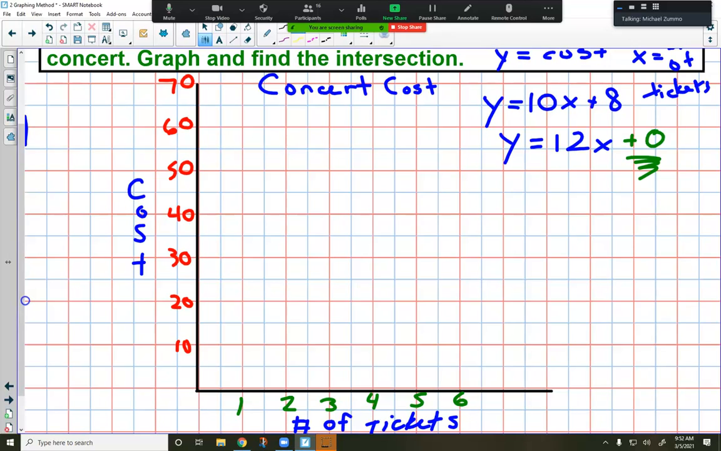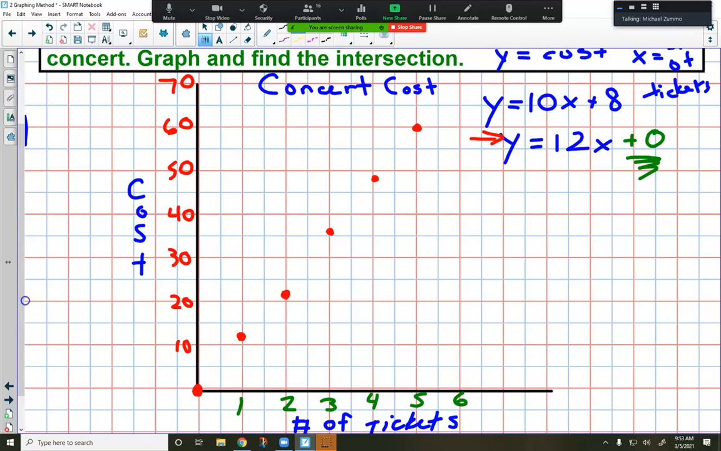The first equation is very simple. We're starting at 0. I'm going to do this one first. Let's do this one in red. Y equals 12x. So we're going to start at 0, 0. At 0 tickets, there is 0 cost. And we're going to go up 12 and to the right one each time. So about here. And then we'd have $24 for 2 tickets, $36 for 3 tickets, $48 for 4 tickets, and $60 for 5 tickets.